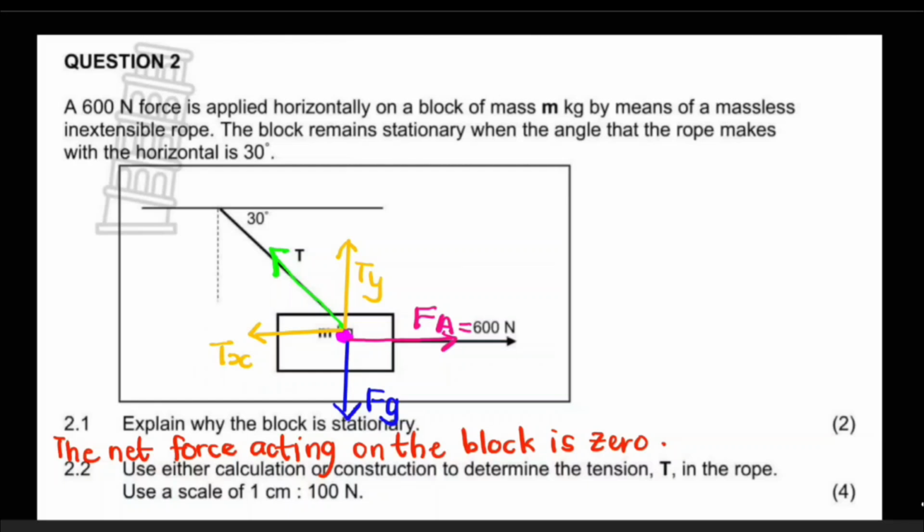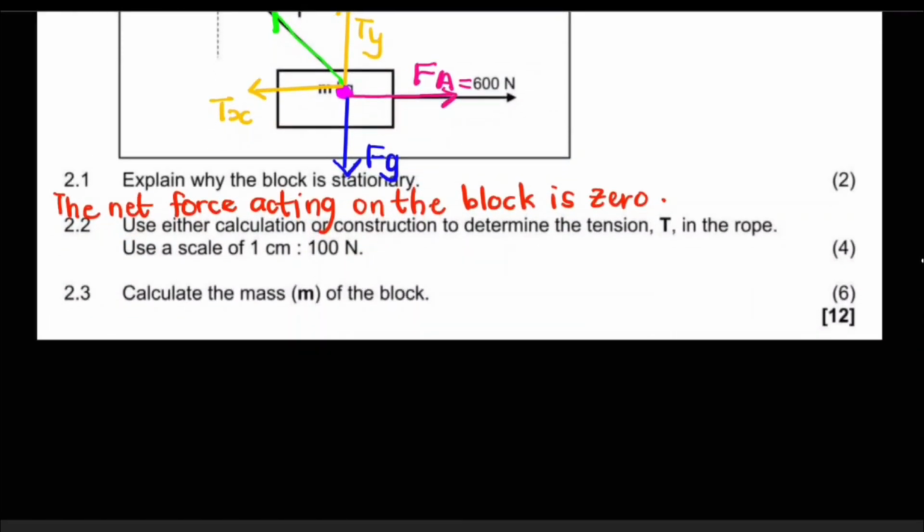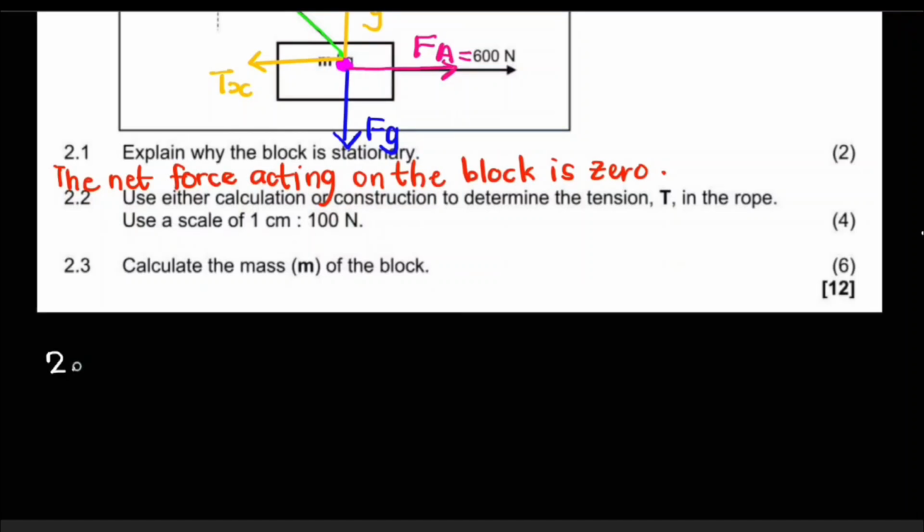Now, since we have a choice here, we could either work horizontally or vertically. But it would be a little difficult to work vertically here since you do not know what the mass of the block is. So I'm going to work horizontally, and to show that I'm working horizontally, I'm going to say F net X is equal to ma. So just so that the marker knows you're working in the horizontal direction.